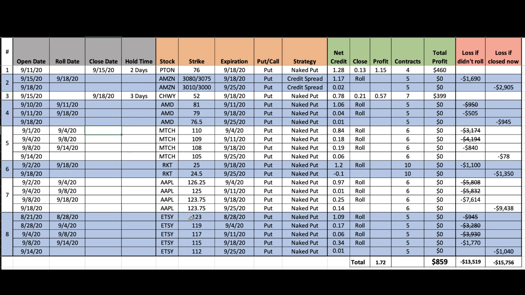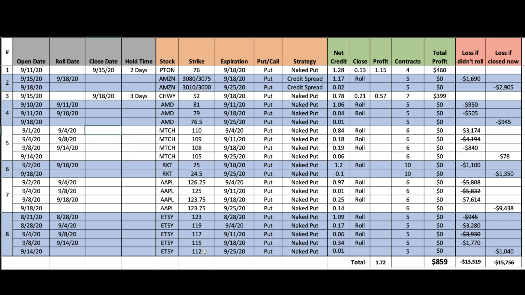Etsy, I started at the 123 strike and I've got it down to the 112 strike, so I've gotten some really good rolls on this one as well. So when I rolled it this week to the 112, I got a 1 cent credit. Right now I could close Etsy out and I would lose about $1,000. So I'm hoping this week that I'll definitely be able to get out of Match, which is taking up a good portion of my buying power, and Etsy's taking up about the same amount of my buying power. So hopefully I may be able to get out of this one as well.